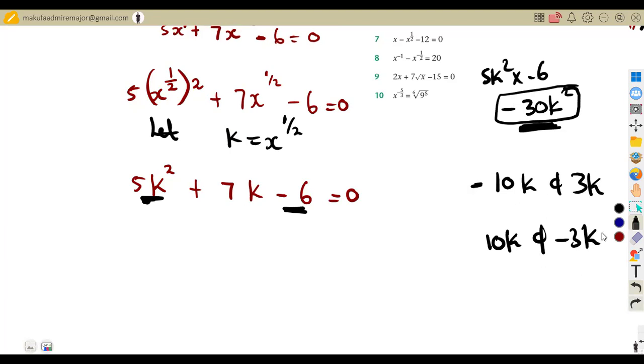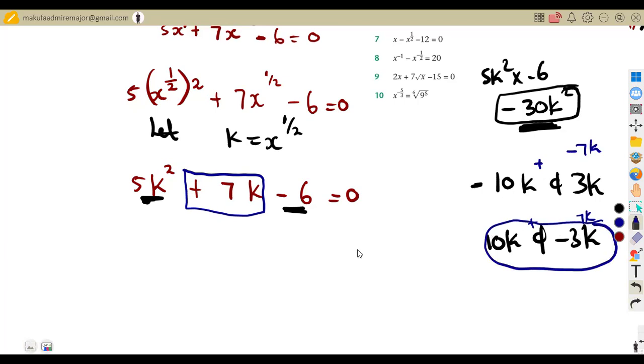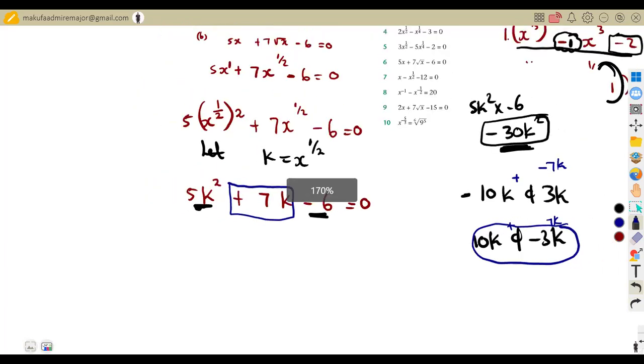But which part, if I add, is the most important part. If I add them, I must get a positive 7. If I add here, I get a negative 7k. But if I add here, I'm going to get a positive 7k. So these are the factors, 10k and minus 3k. So please bear in mind, how do you factorize using this method?